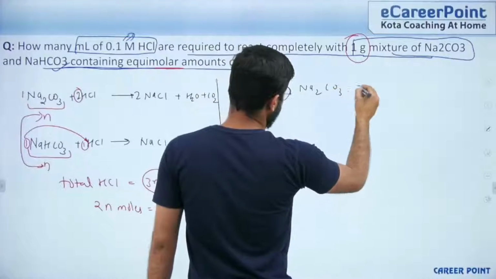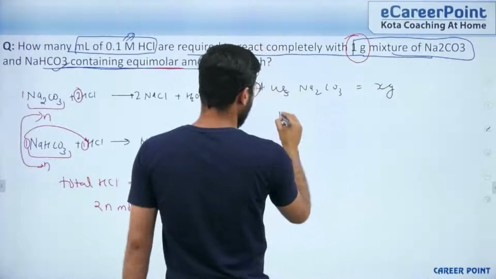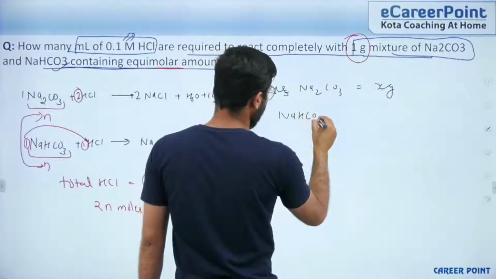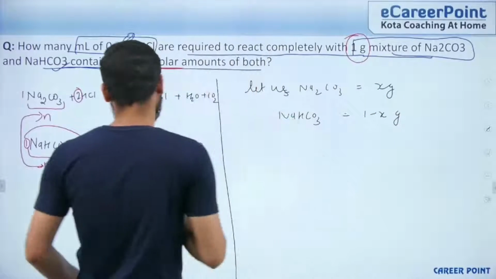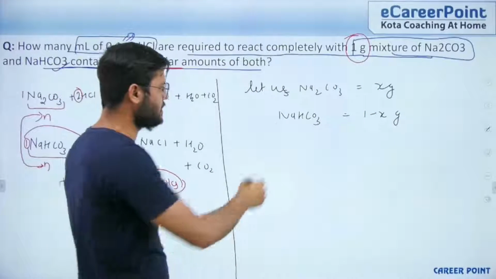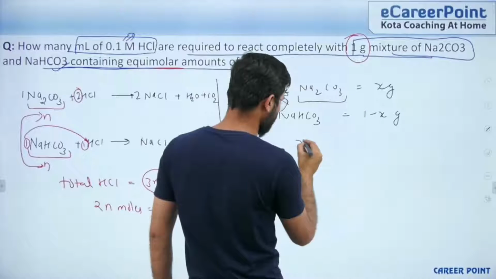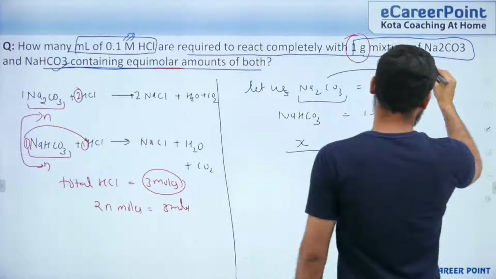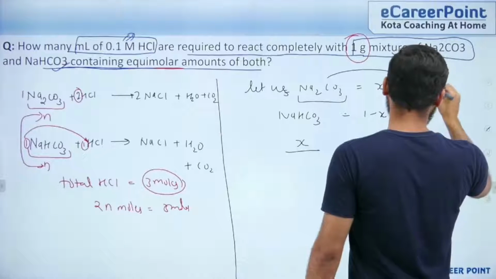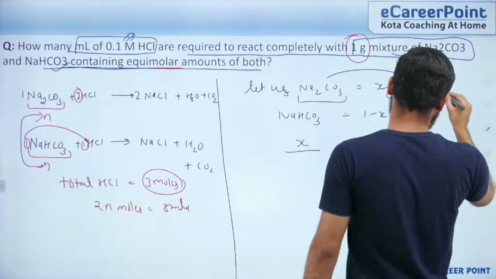Na2CO3 is x gram. So NaHCO3 will be 1 minus x gram because the total is 1 gram. So now what will be the number of moles? You can just take the number of moles as weight upon molecular weight. What is the molecular weight of this? 46, 12, 48, which is 106.